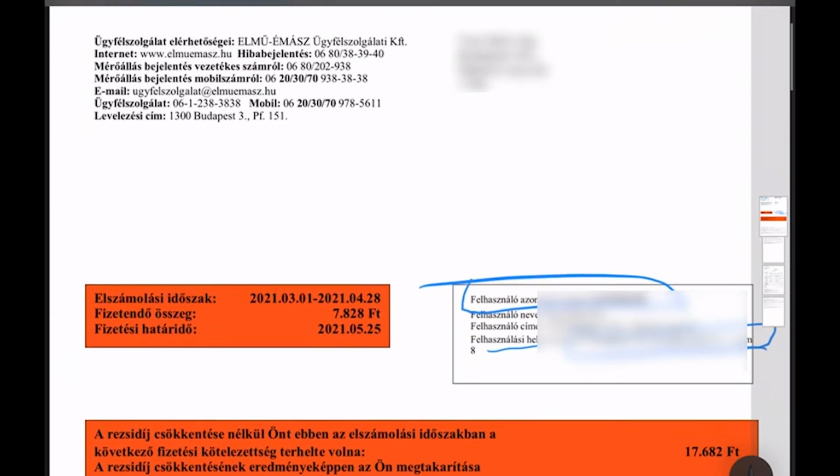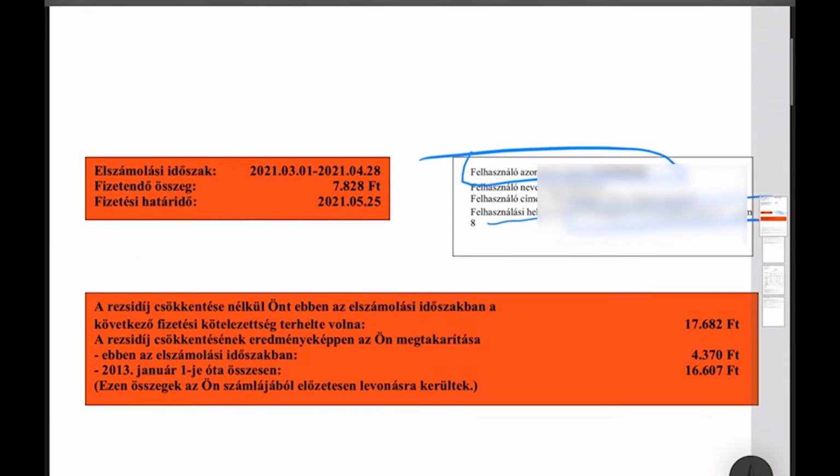Now, the most important part is already highlighted. So elszámolási időszak, the first one right here, means the period that they're calculating your bill. In my case, this is March 2021 till the end of April. So that's gonna be 2 months. What I need to pay is down here, fizetendő összeg, the amount you have to pay, and the last one is the deadline right here.